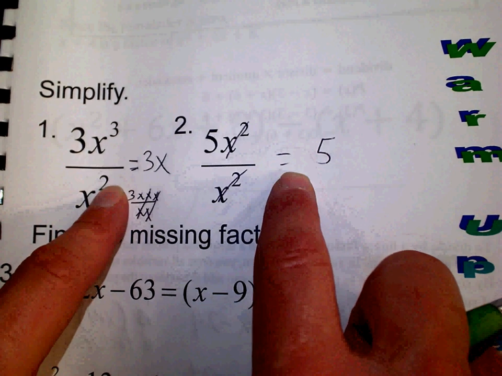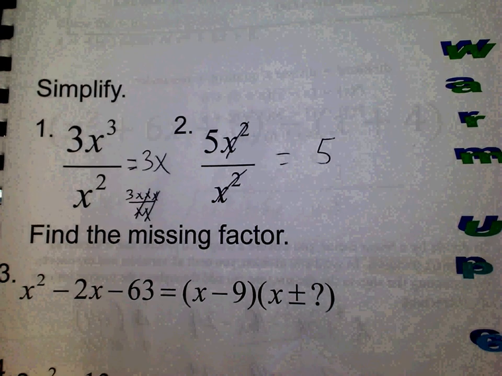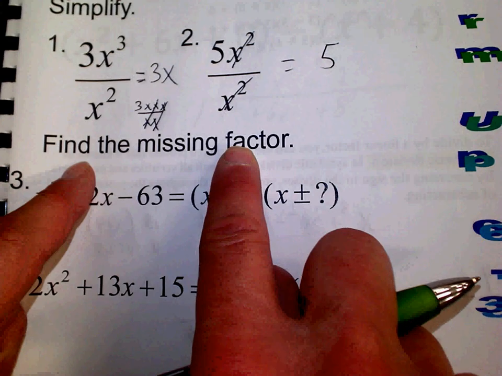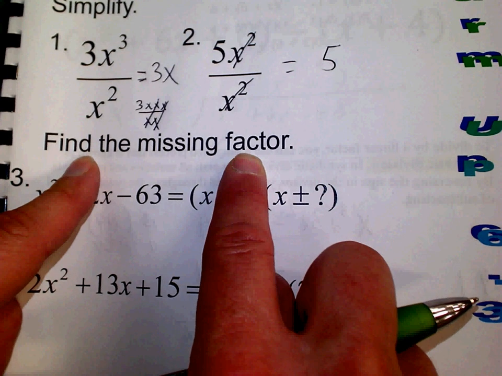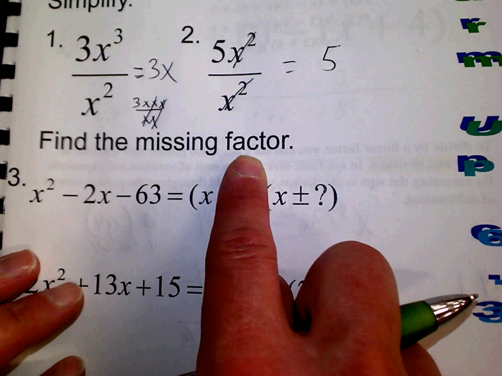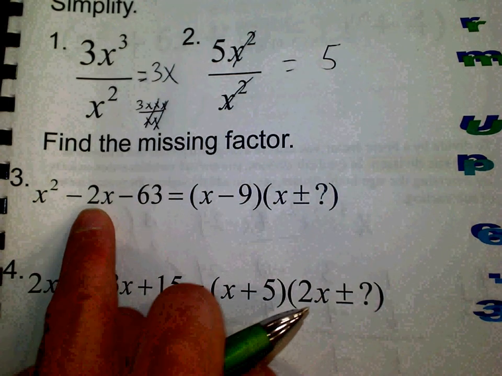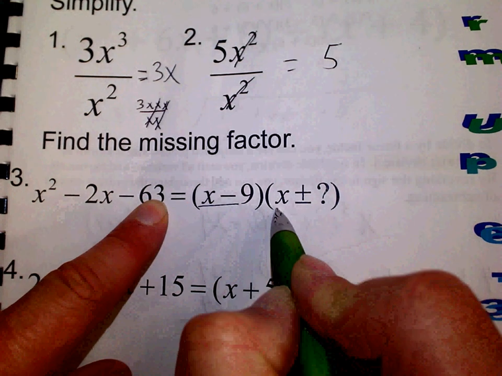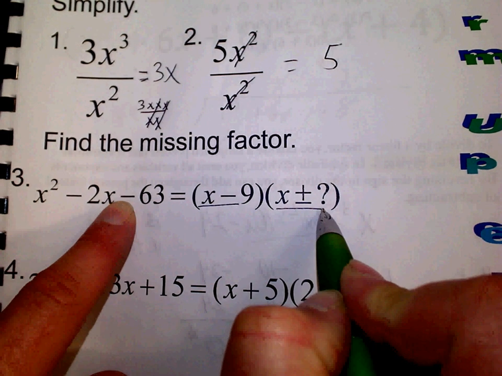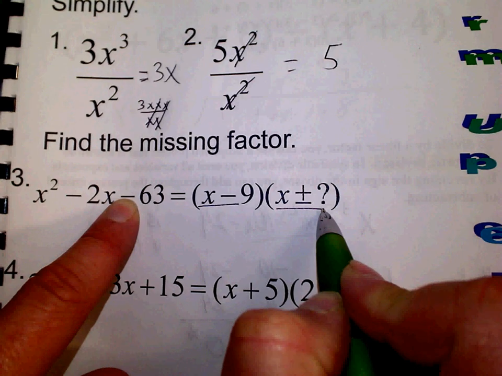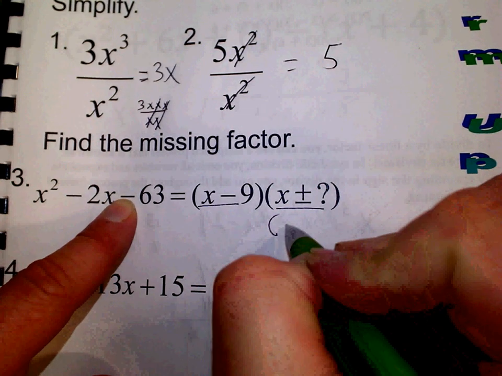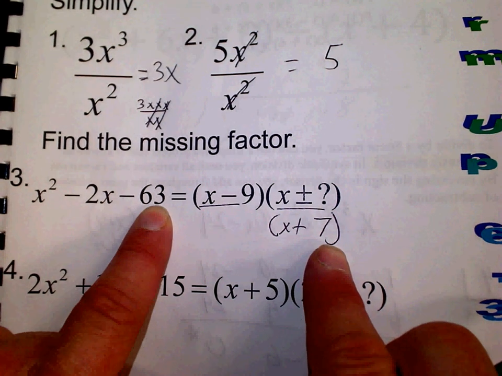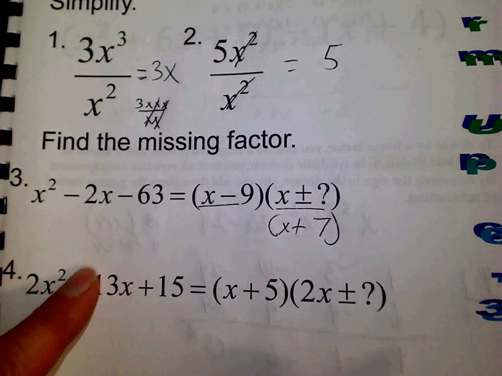This process of knowing how to simplify will be useful as we move forward. Also, understanding what a factor is. Find the missing factor. Fill these out with me as we go. We're playing along. So x squared minus 2x minus 63 comes from two factors, x minus 9 and x something. Is it going to be a minus or a plus? This needs to be an x plus 7. 9 times 7 would give us 63, and it would give us the negative 2x in the middle.